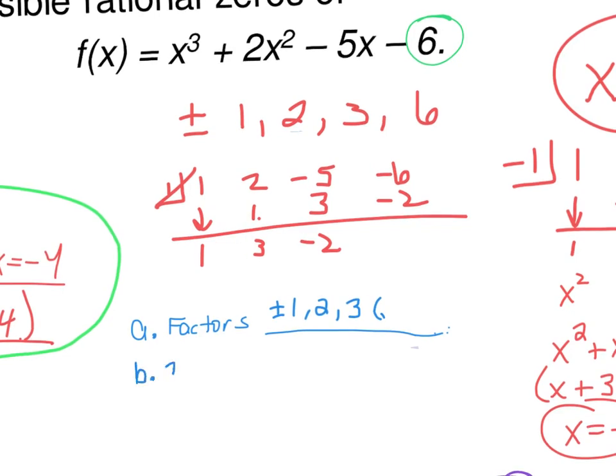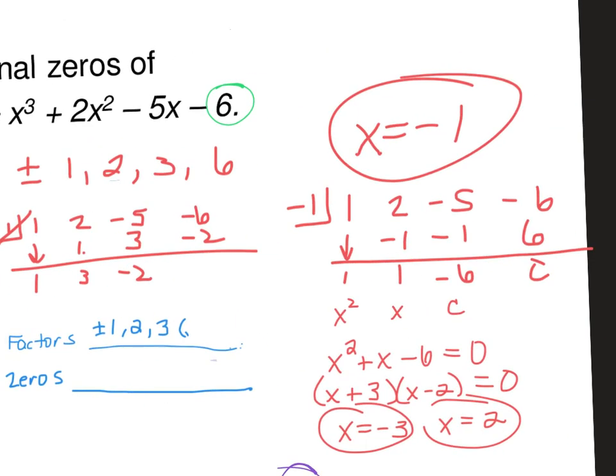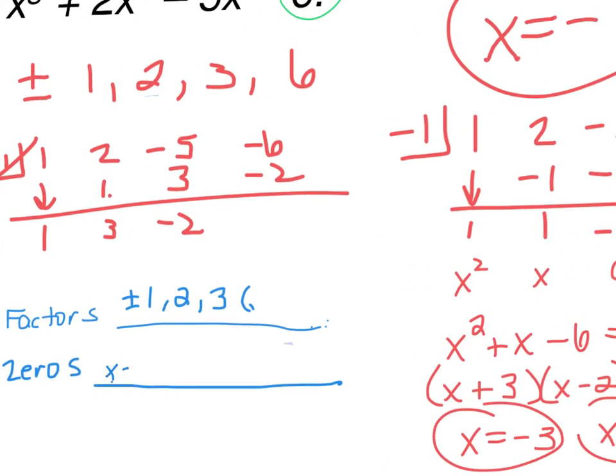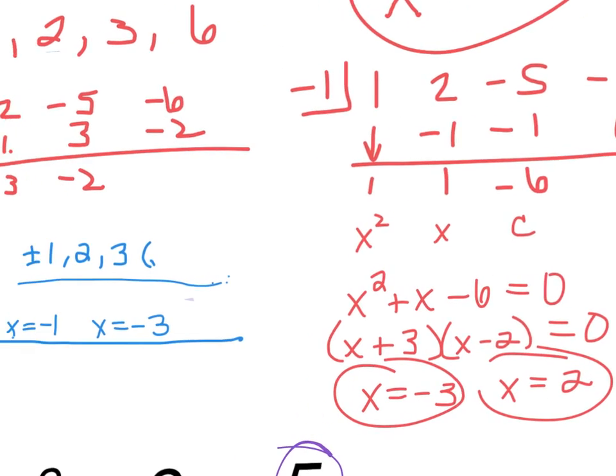So I would write plus minus 1, 2, 3, and 6. My second answer is going to ask for my zeros, so you guys would list them out. Does not have to be in order or anything like that.